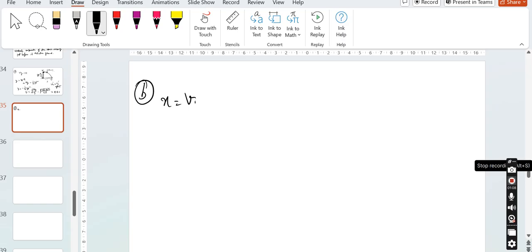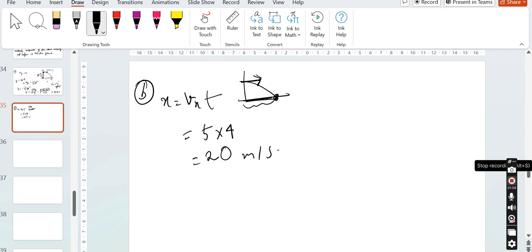So x will be vx times t, and we assume that it moves only due to that horizontal velocity. So that will be 5 meter per second into 4 seconds, that will be 20 meter. The c component will be, what are the horizontal and vertical components.